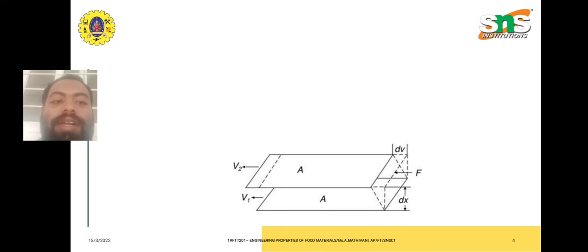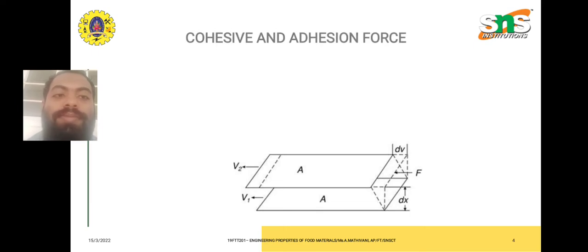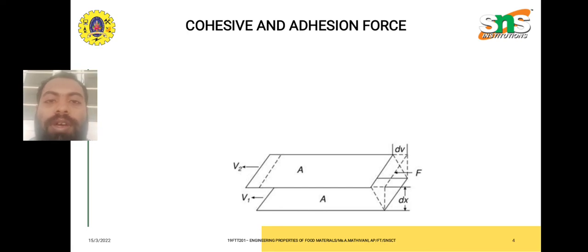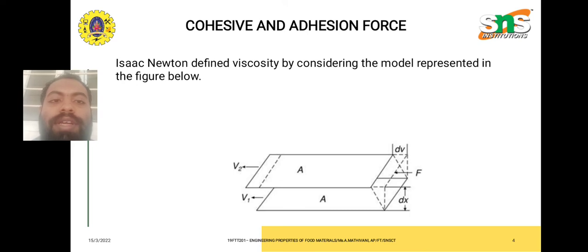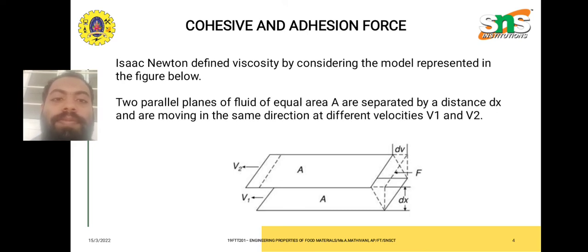Here we can see the diagram of two parallel planes, separated by a distance dx with force F, and dV is the change in velocity. It explains cohesive and adhesive forces. Isaac Newton defined viscosity by considering the model represented in the figure. There are two parallel planes of fluid of equal area A, separated by a distance dx and moving in the same direction at different velocities, v1 and v2.